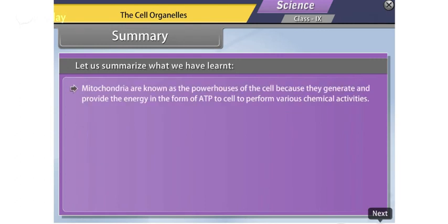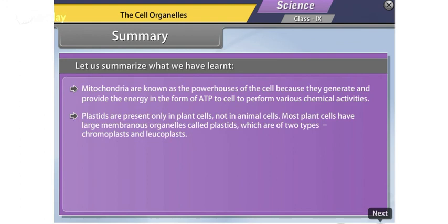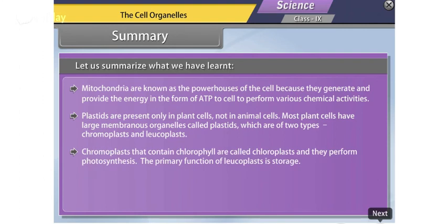Mitochondria are known as the powerhouses of the cell because they generate and provide the energy in the form of ATP to the cell to perform various chemical activities. Plastids are present only in plant cells, not in animal cells. Most plant cells have large membranous organelles called plastids, which are of two types, chromoplasts and leucoplasts. Chromoplasts that contain chlorophyll are called chloroplasts, and they perform photosynthesis.